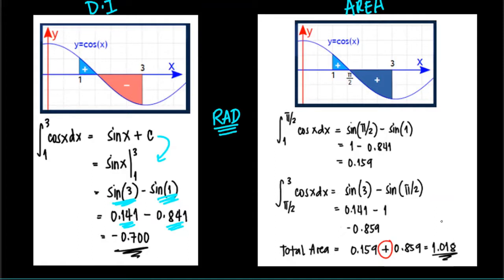So, for the definite integral, the part below can be negative, but with area, we consider both as positive. Okay? The next video is about area. So, yeah.